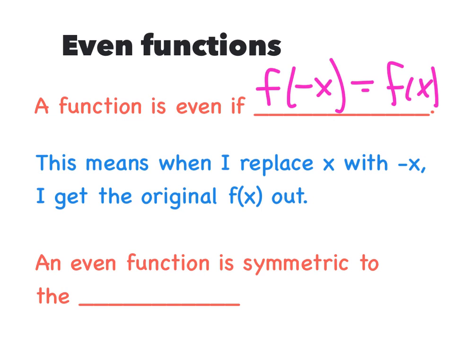And again, let's write this out. This means when I replace x with negative x, I get the original f of x out. Okay, and that's what this is saying. We're going to substitute negative x into our function, and we want to get out the original f of x. An even function is symmetric to the y-axis.